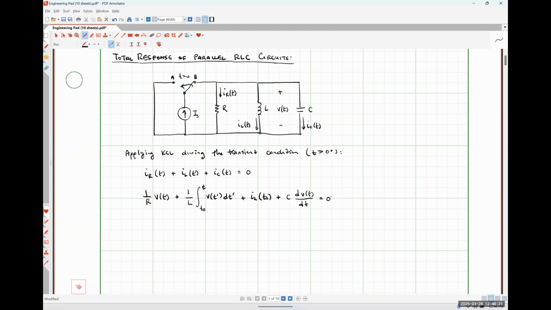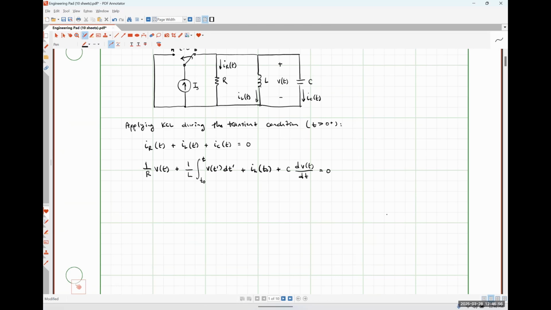So what I'm going to do to make this easier to handle is just take the derivative of both sides of my equation. So I'm going to convert my integro differential equation into a second order differential equation because that's going to be easier for us to solve. I'm also going to rearrange the order of things. So I want to put my highest order derivative term first, and then my lowest order derivative term last.